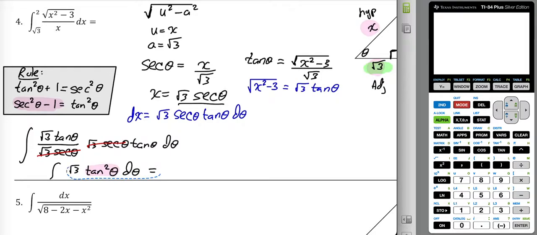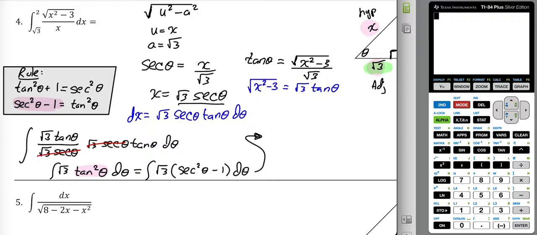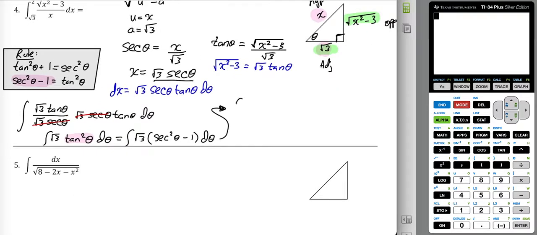So that's the substitution that we're going to make. So radical 3 times secant squared theta minus 1 d theta. I'm going to distribute: radical 3 secant squared theta minus radical 3 d theta. The antiderivative of secant squared is tangent, so radical 3 tangent theta minus radical 3 theta plus c.